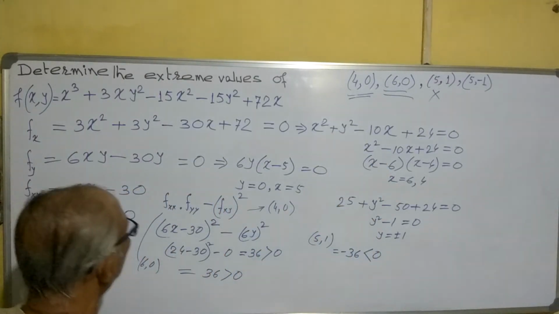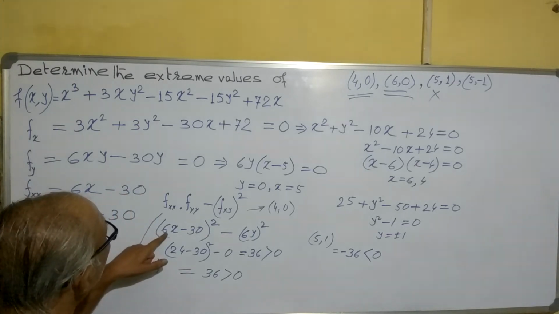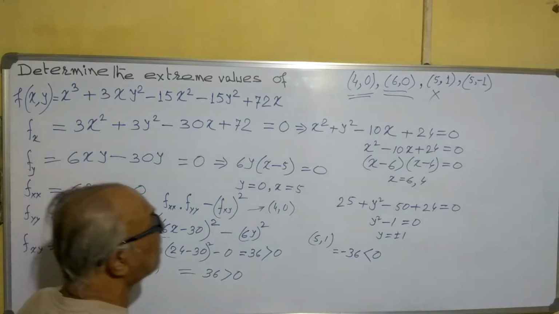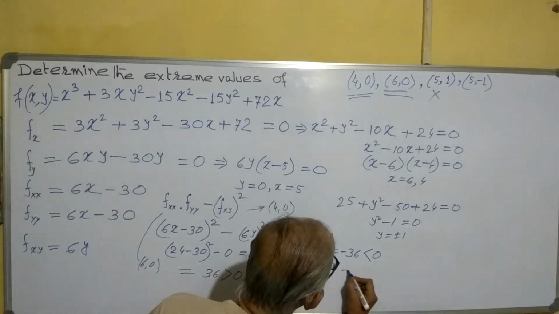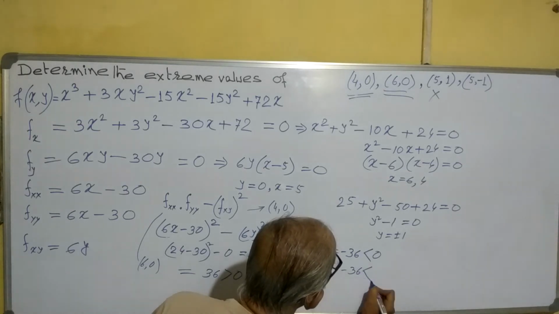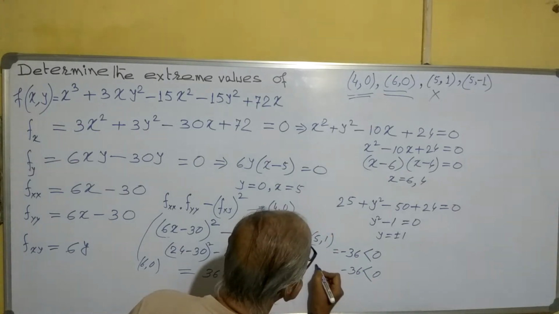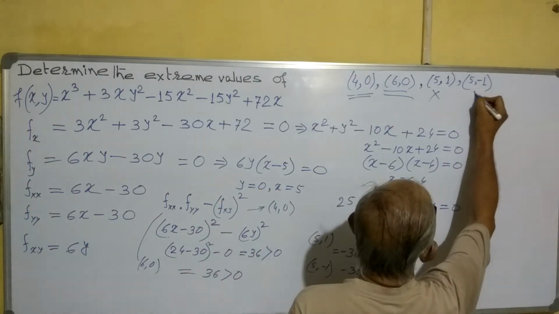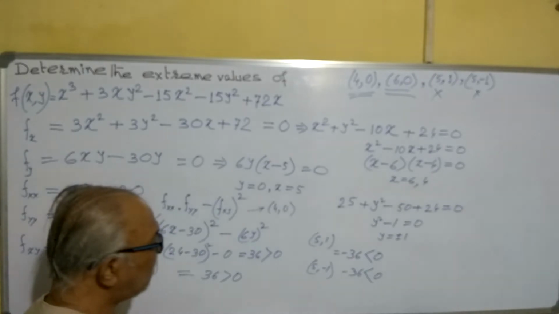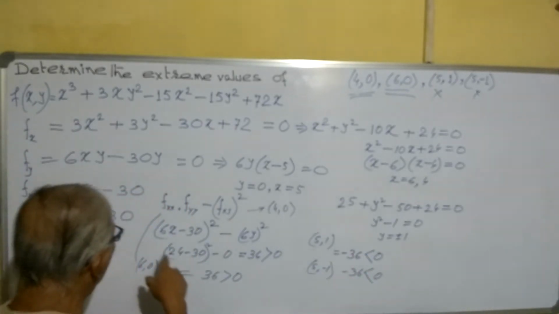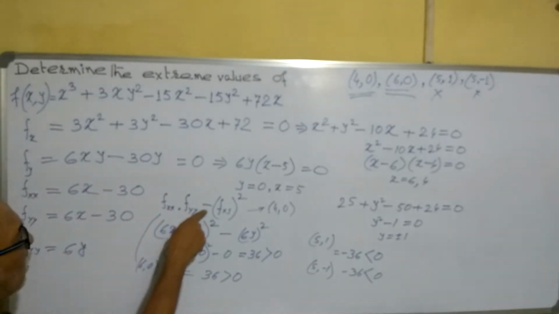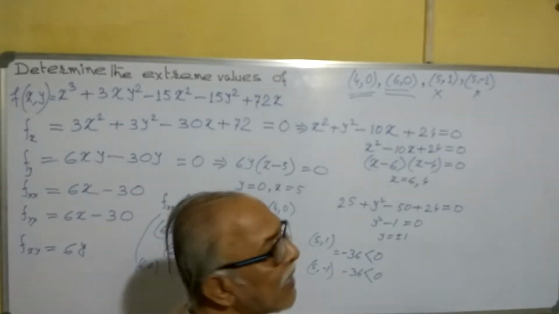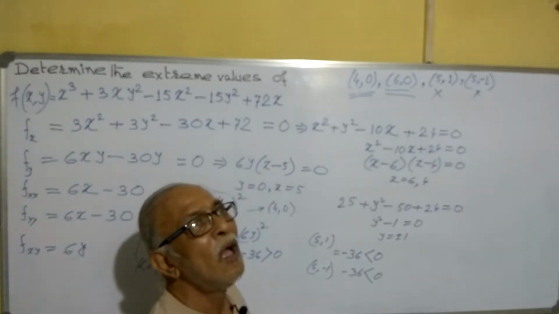Now (5, −1). If we are taking 5, then also it is becoming 0 minus (−6) whole square, that is also again minus 36. So that is also less than 0 in (5, −1), so this also we will reject. Remember, whenever this value fxx into fyy minus fxy whole square is less than 0, there cannot be any extrema.